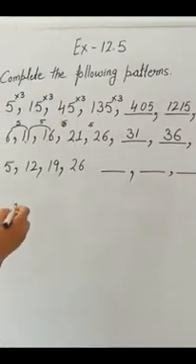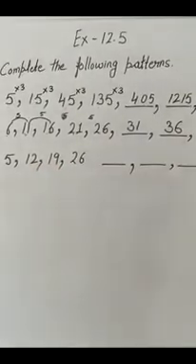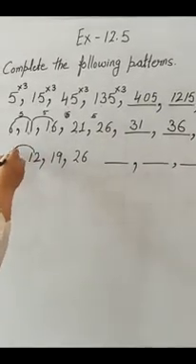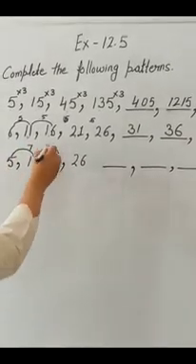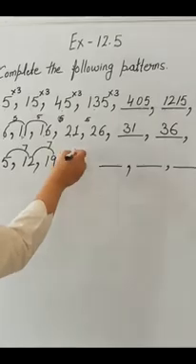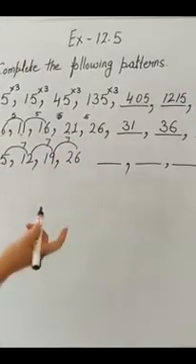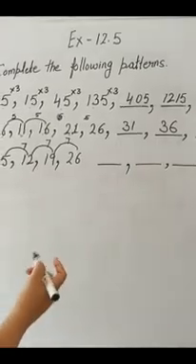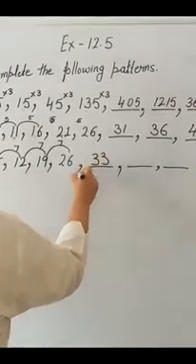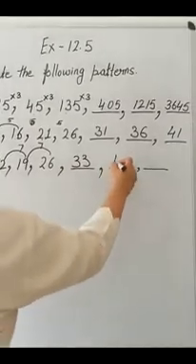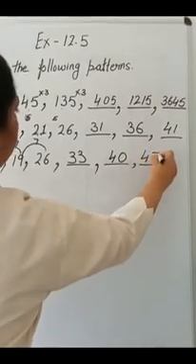Now the next series is 5, 12, 19, 26. In this also we will check the gap. 12 minus 5 is 7. 19 minus 12 is 7. Then again 26 minus 19 is 7. So we will add 7 in this series. So 26 plus 7 is 33. 33 plus 7 is 40. Then plus 7 is 47.